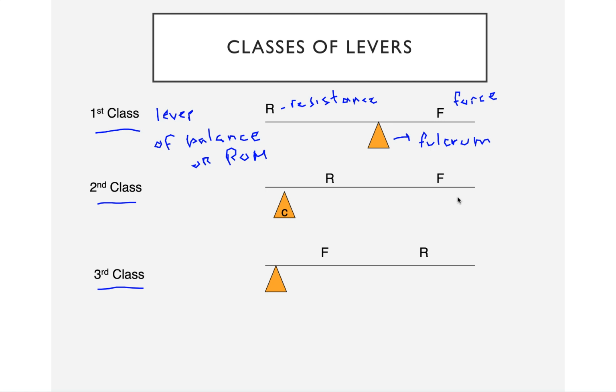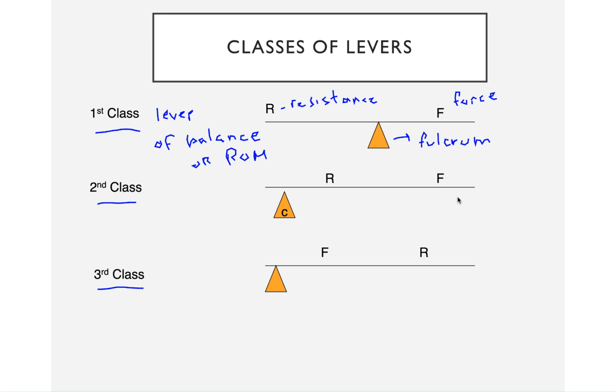A second class lever is where we see the fulcrum at one end, the force at the other end, and the resistance in between. So the load or the weight is between the rotation point and the force that's being applied.